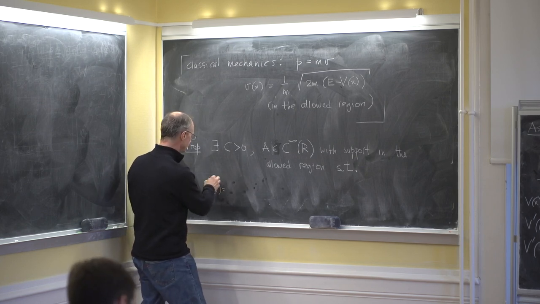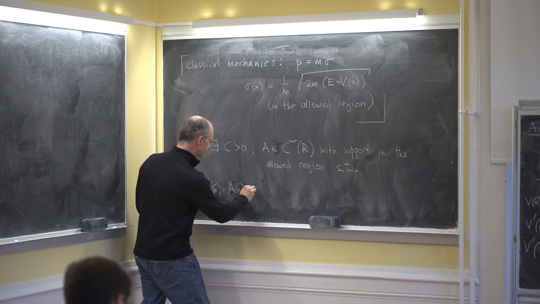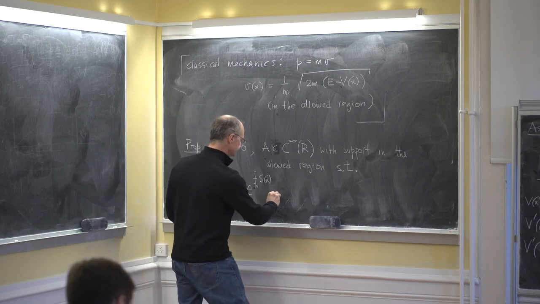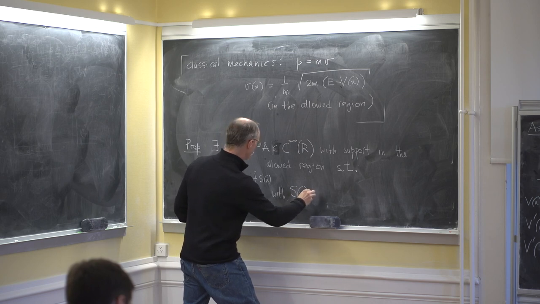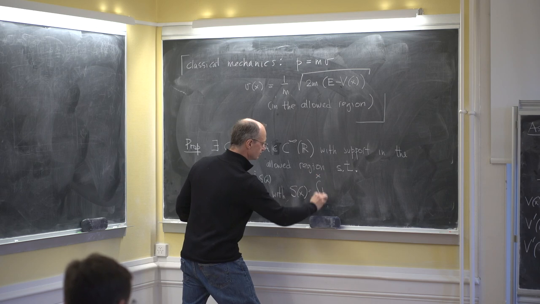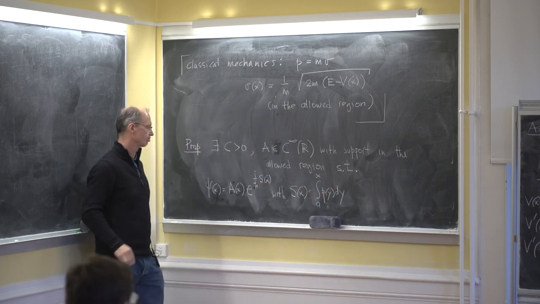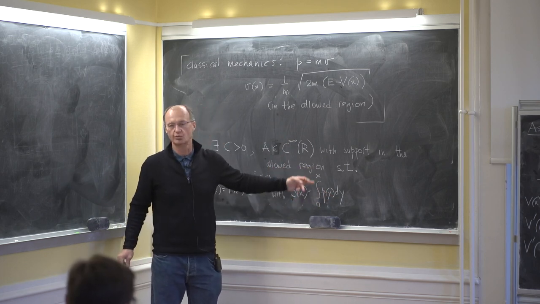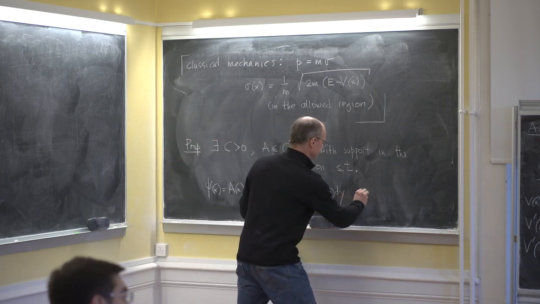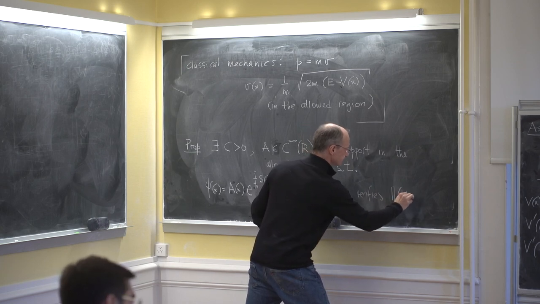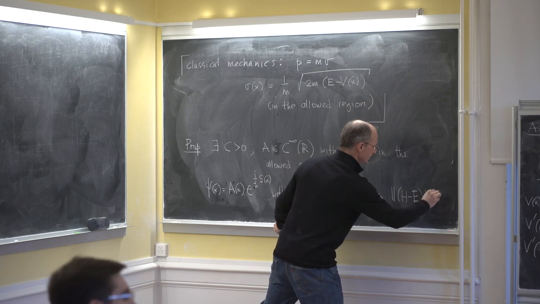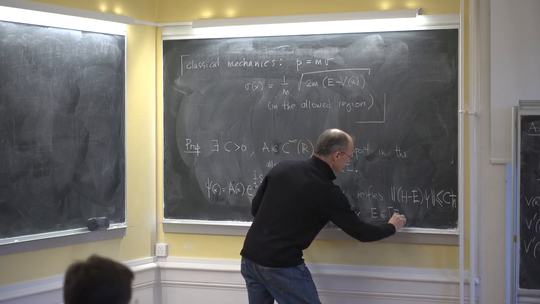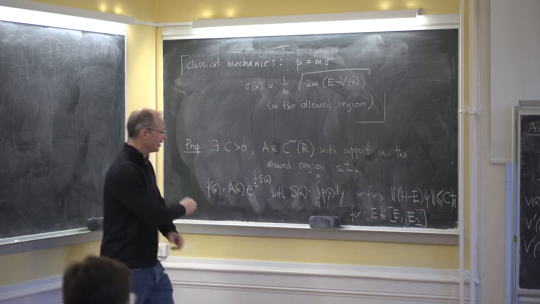psi of x equal to a of x times exponential of i over h bar s of x, this s of x given by that integral. So of course, s of x should integrate the equation s prime equal to p. So that's one particular solution of it. Verifies that H minus E applied to psi is bounded by C times h bar, for the energy in the E1, E2 window.